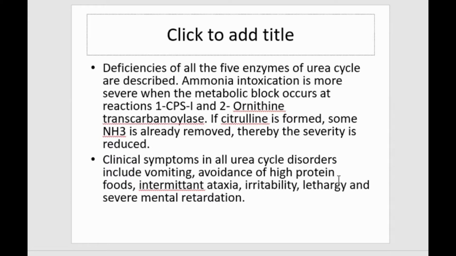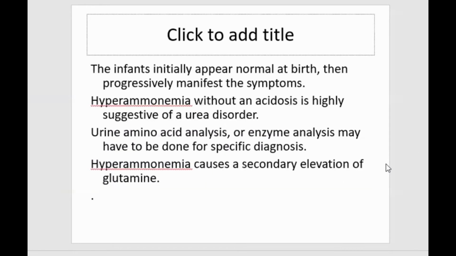Vomiting occurs and high protein foods are avoided, because whenever he takes a high protein diet, it cannot be metabolized. That's why he will avoid high protein foods. Intermittent ataxia, irritability, lethargy, and severe mental retardation occur because of the neurological symptoms. Encephalopathy: the infants initially appear normal at birth, then progressively manifest the symptoms. Hyperammonemia without acidosis is highly suggestive of a urea cycle disorder.